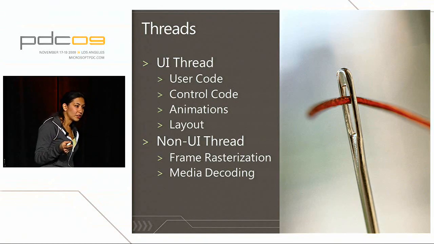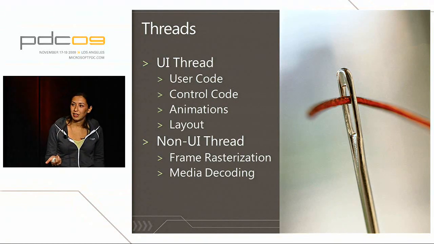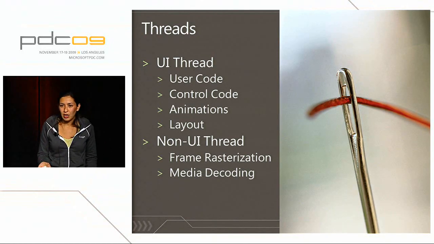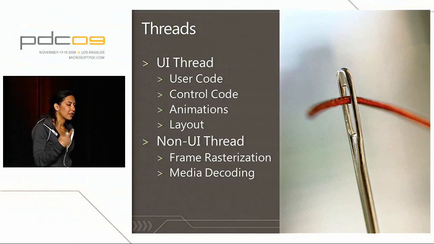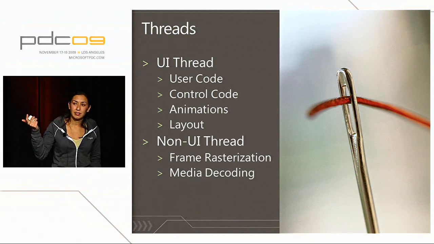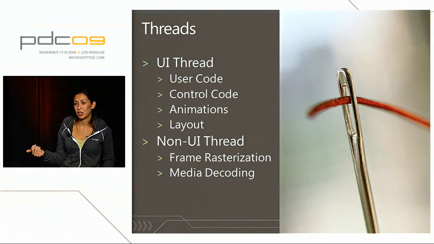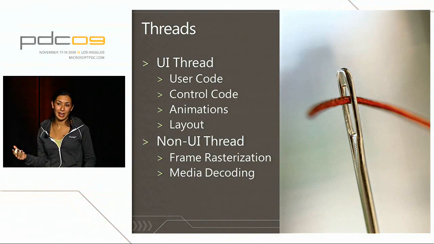And the way to actually watch for stuttering of animations is to keep an eye on what's happening on the UI thread. And we'll talk about profilers in a second. But the first key is that in Silverlight, we have one UI thread, and we depend on the UI thread of the browser to actually do all of our user code, control code, layout, and animations.